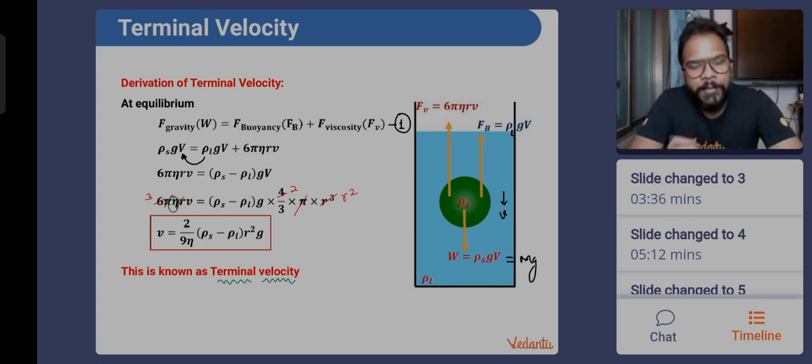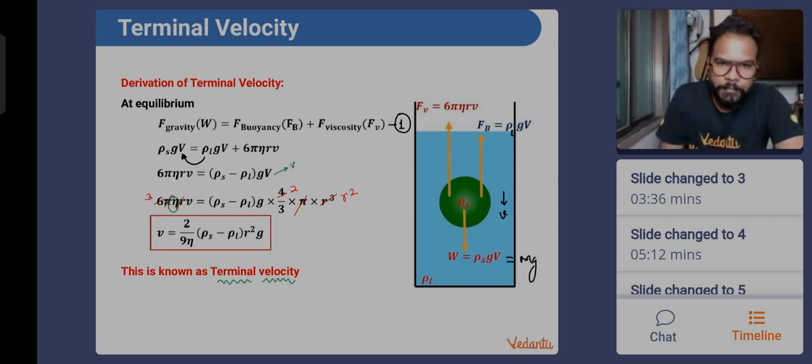Nothing happened, Monish. We just derived the formula of terminal velocity, nothing else. V is the volume of the body.